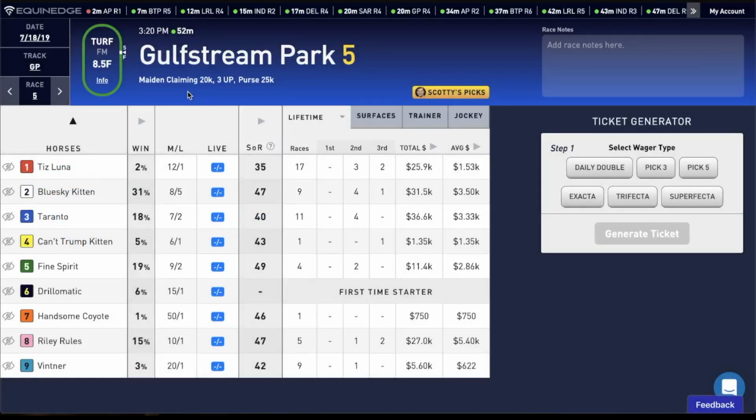In this video, we're going to teach you how to use the sort function, which allows you to sort the horses based on a specific metric. So you'll notice we're on Gulfstream Park Race 5 today, and the horses always appear in saddlecloth order.